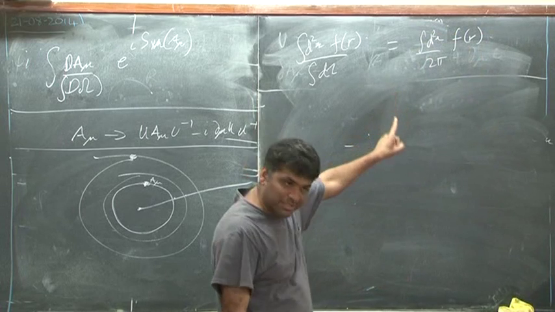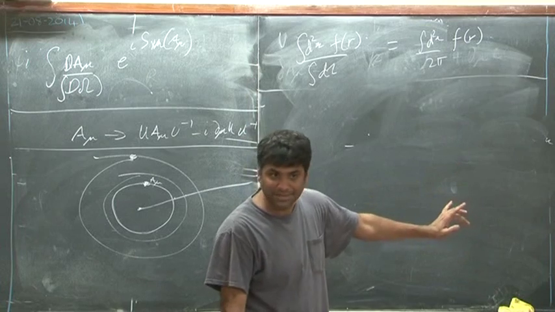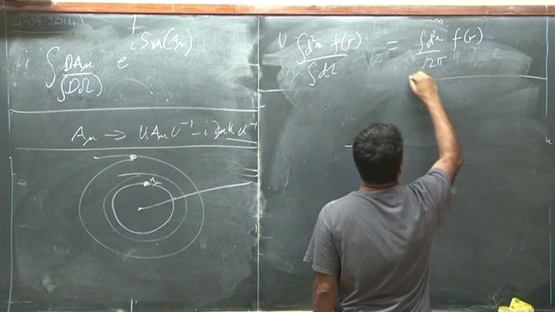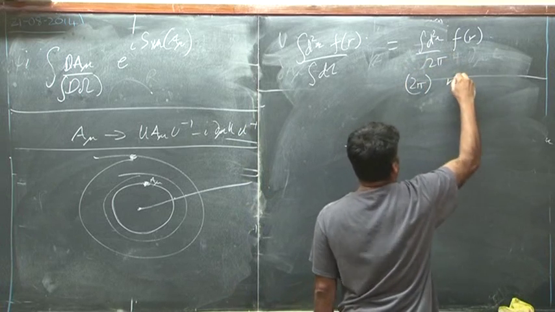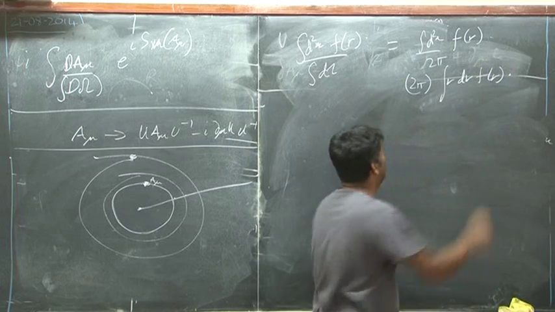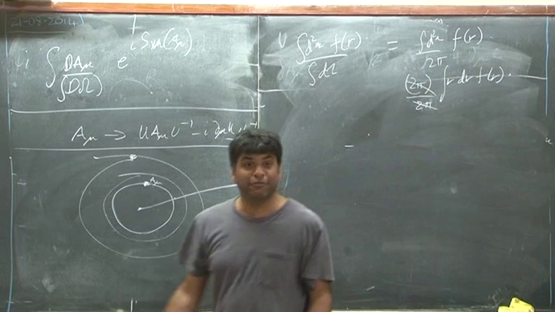Now, we know the right way to do this integral. We change from Cartesian to polar coordinates. Then we can do the integral over theta. That gives us 2 pi times r dr f of r. This 2 pi cancels the 2 pi that divides. The right answer is r dr f of r.